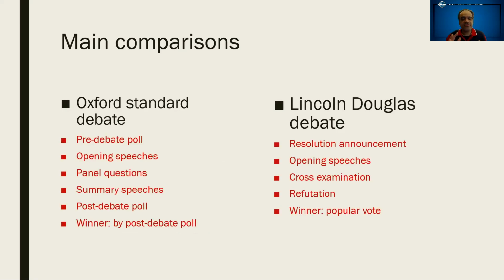To do a very simple and straightforward comparison between the Oxford Union style and the Lincoln Douglas, the Oxford style debate has a pre and post questionnaire or poll to examine how many people are for or against the resolution. Then you will have opening speeches by both teams. There are questions from a panel. A panel can be the audience members or the moderator. These questions are answered by both teams. There are also summary debate speeches by both teams, and the winner is determined by the post-debate poll.